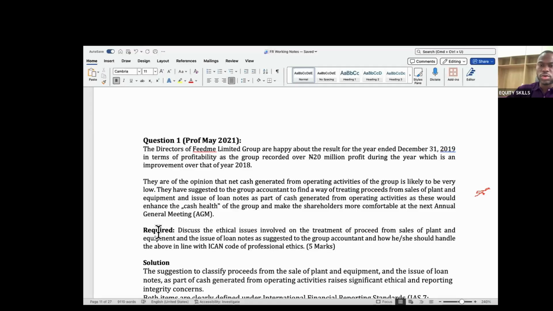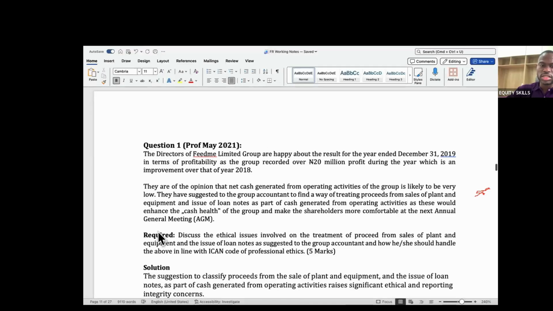So if you look at this question, it says to discuss the ethical issues involved in the treatment of proceeds from sales of plant and equipment and the issue of loan notes as suggested to the group accountant, and how he or she should handle the above in line with the ICAN Code of Professional Ethics. So what's the issue here?